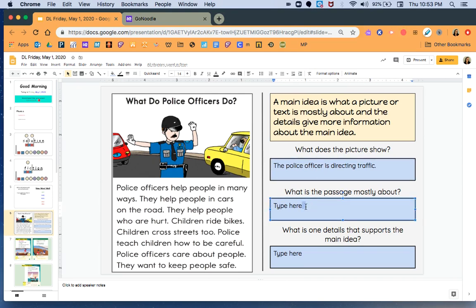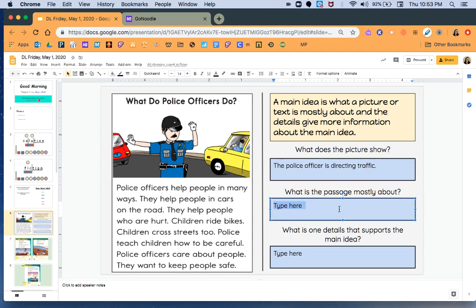What is this passage mostly about? Well, is it about just the traffic? Well, let's go back to the text. It says, the main idea of this text is that police officers help many people. And then they gave a lot of details about how they help. They help people in cars on the road. They help children learn about those safety rules. Police officers take care of people.